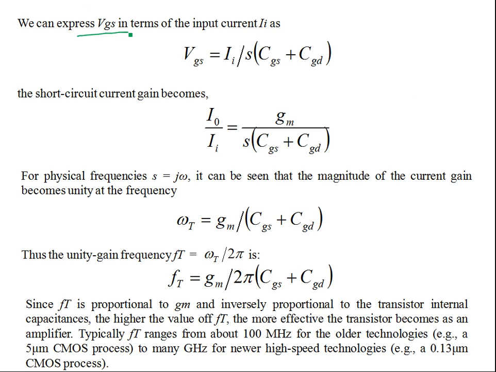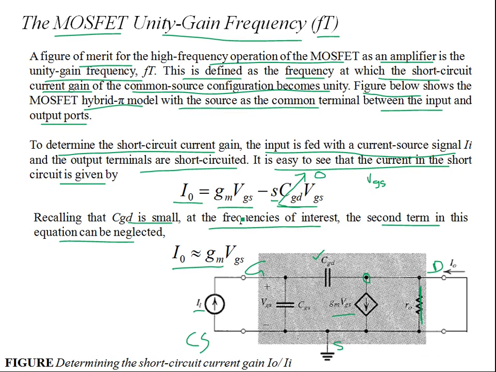So we can express VGS in terms of the input current Ii. This is your VGS over here. This should be VGD basically, so we are talking of this capacitance. Basically, this is VGD divided by 1 over sCGD. That's why your sCGD term is coming with VGD, not VGS. Because CGD is small, you can ignore that.